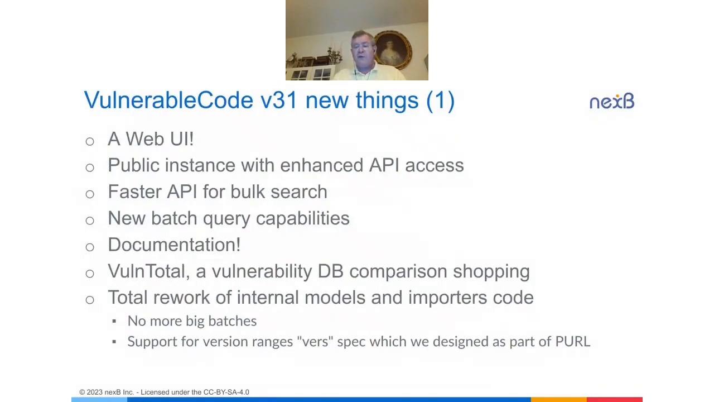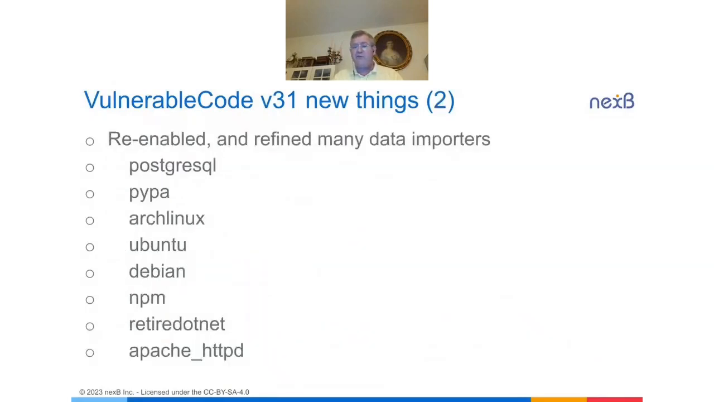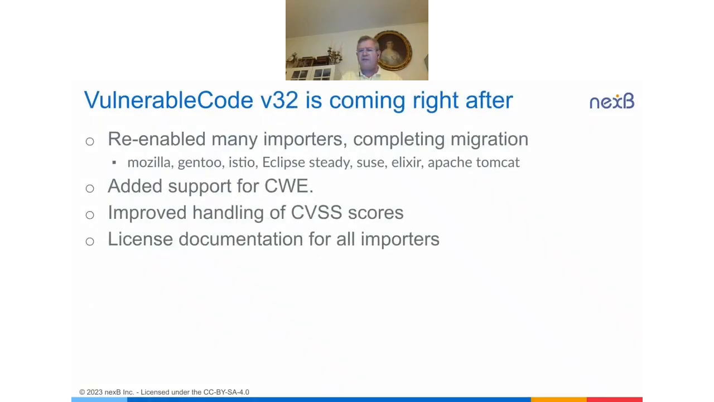We also re-enabled, refined, and improved many of the data importers we have. So you have the list there. We had to temporarily disable some of them in the past, as we were doing the migration to this new internal model. We even have a version 32, which is coming up right after this. So on the heels of 31, we're already working on 32. We enabled more importers. We've essentially completed the migration of all the importers.